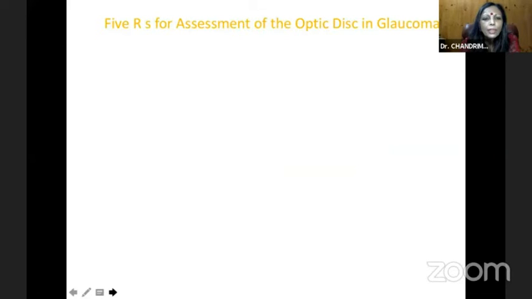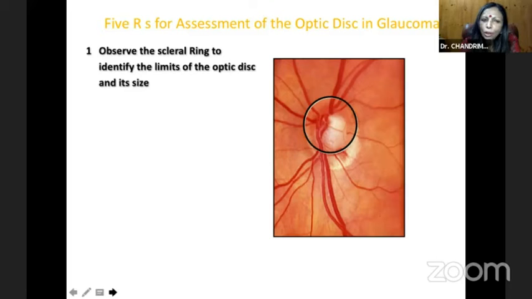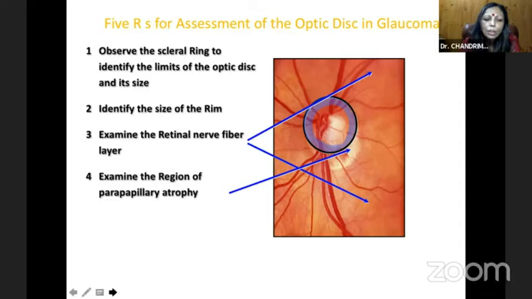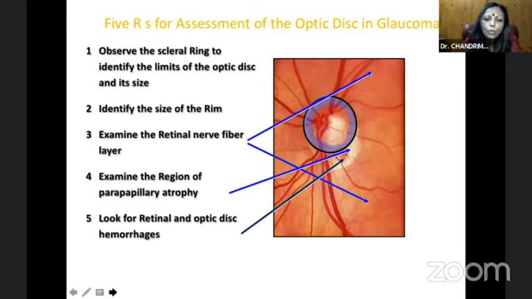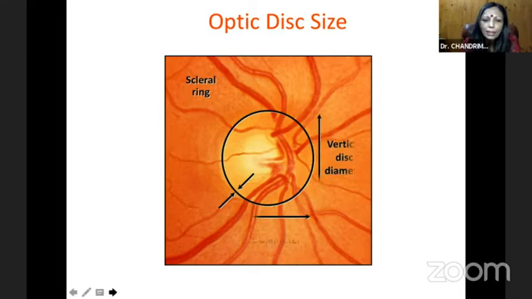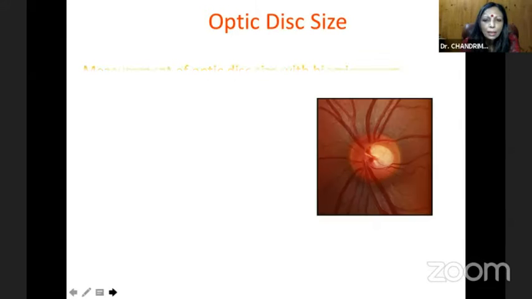So the 5 R's for assessment of optic disc in glaucoma: observe the scleral ring to identify the limits of the optic disc and its size, identify the size of the rim, examine the retinal nerve fiber layer, examine the region of peripapillary atrophy, and look for retinal and optic disc hemorrhages. So the optic disc size is of paramount importance for us to evaluate the optic disc. So you first have to define the scleral ring. Once you define the scleral ring, you have to look for the vertical disc diameter and the horizontal disc diameter.